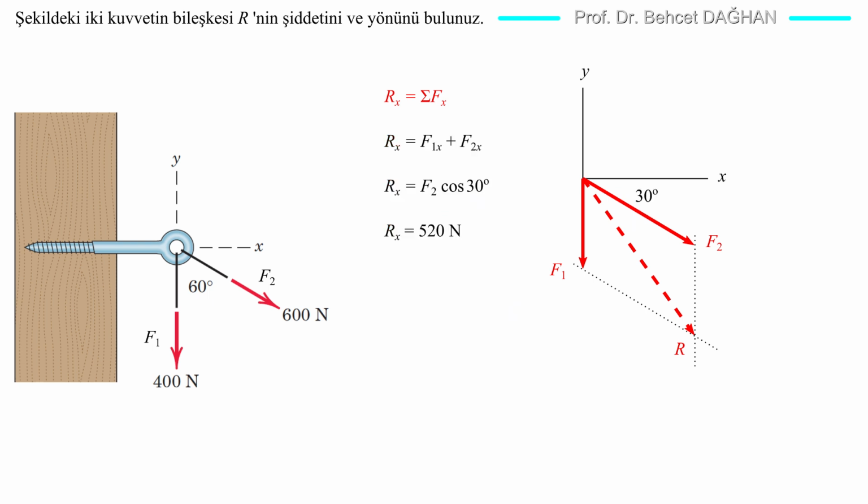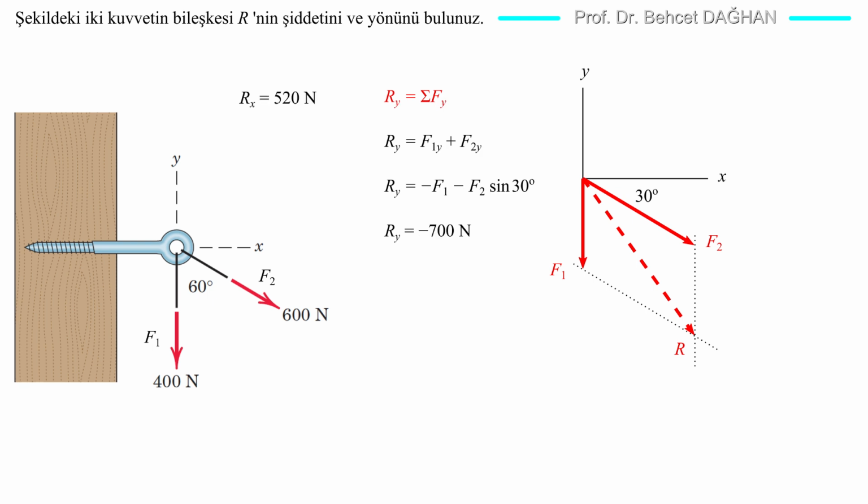Let's find Rx. Let's find Rx from the relation Rx equals total Fx. We have two components. We will find Rx by summing their x components. Since the force F1 is perpendicular to x, it has no projection on x. Only F2 projects onto x, and it's in the positive direction. That's F2 cosine 30 degree. It's easily seen from the figure. So, we find Rx equals 520 Newton. Let's move on to Ry.